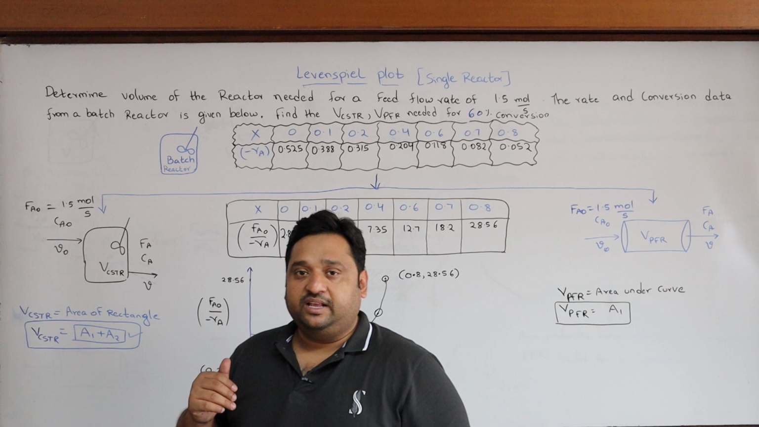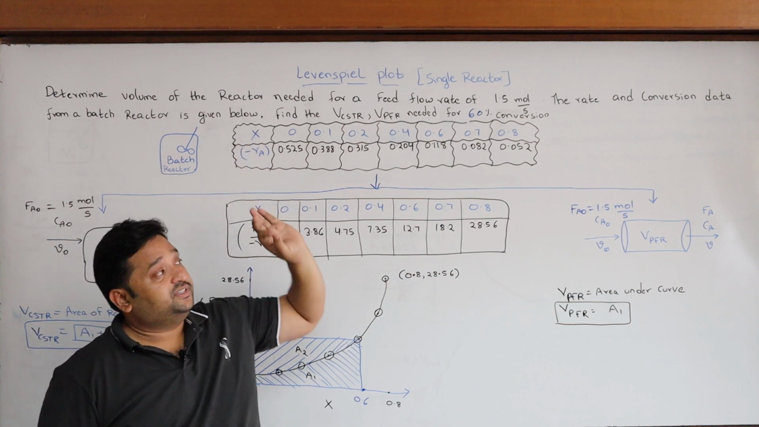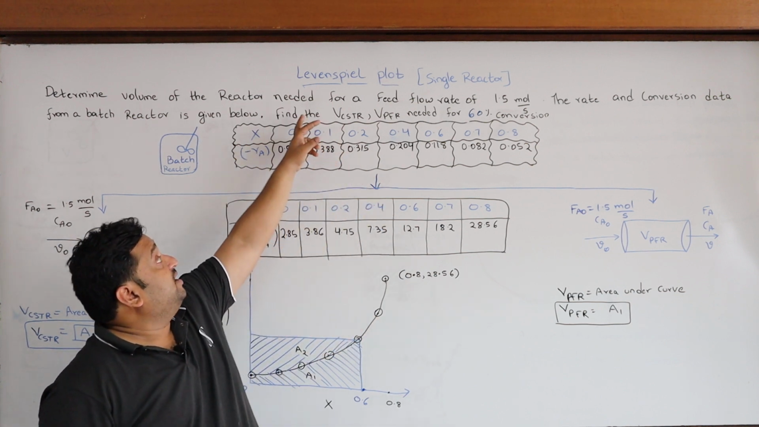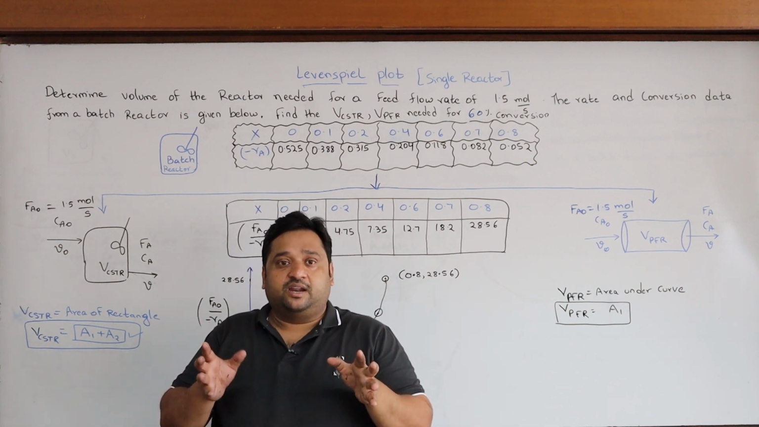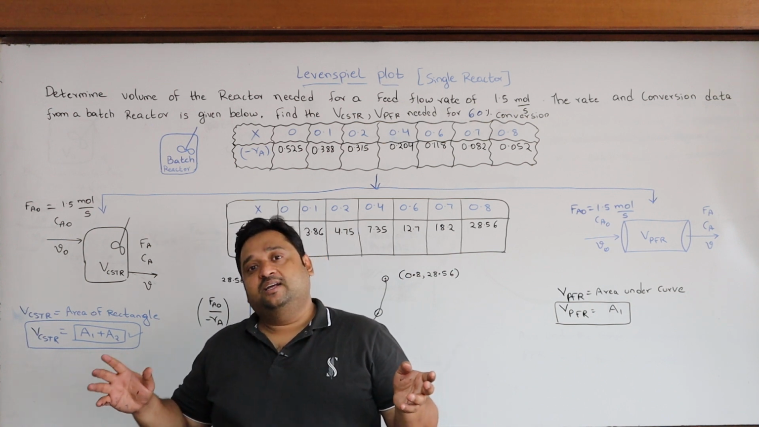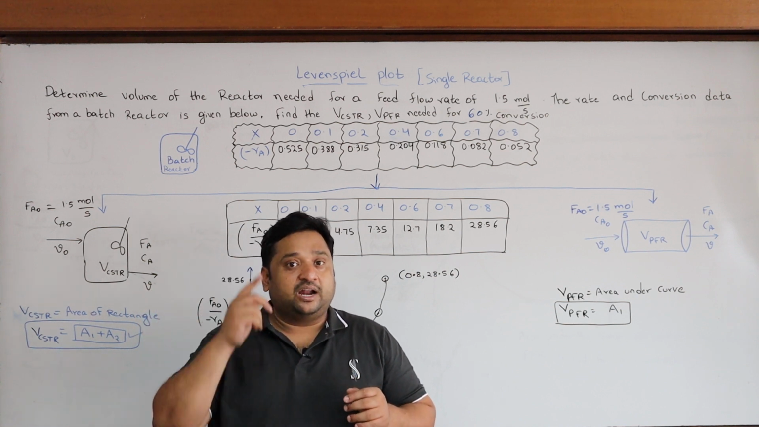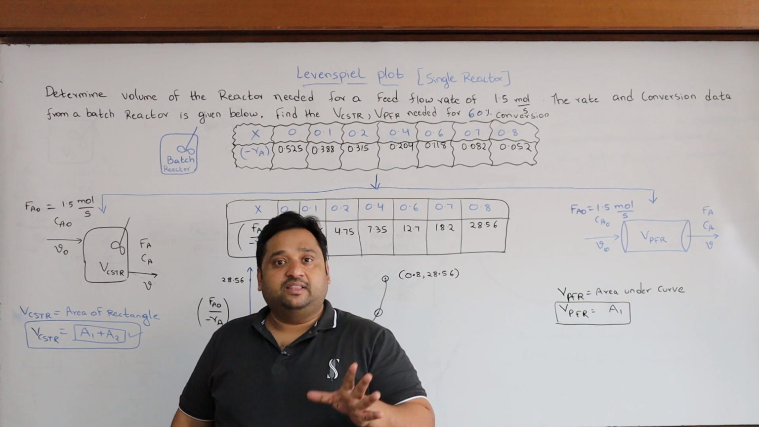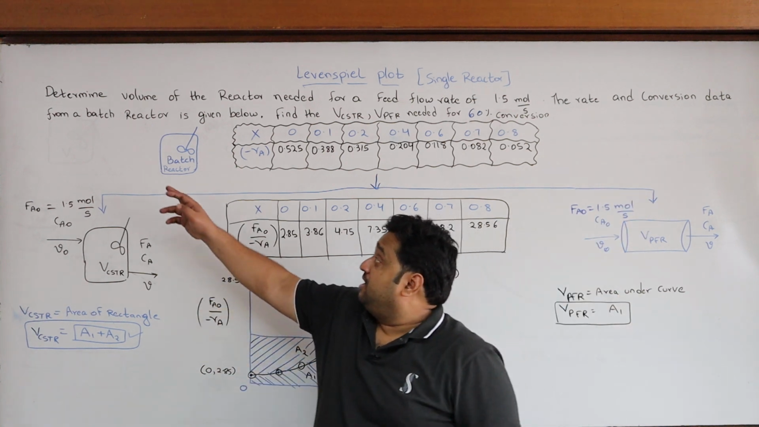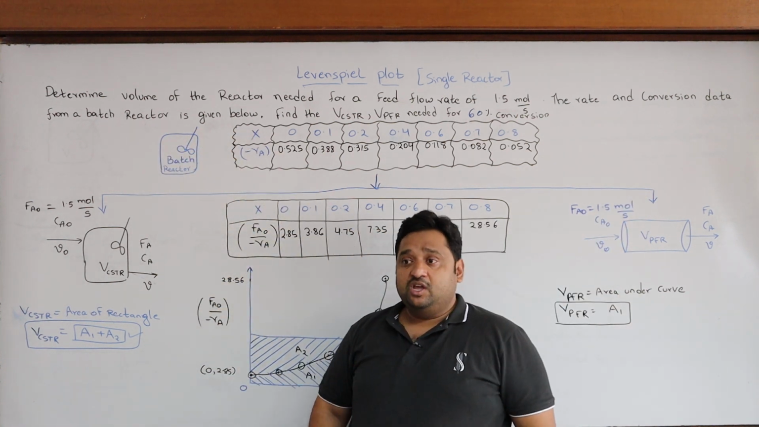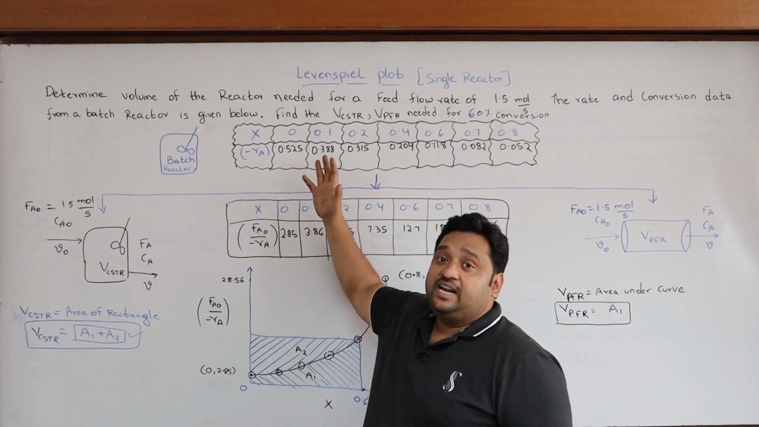The given example is: determine the volume of the reactor, which is a CSTR and a PFR, needed for a certain flow rate of 1.5 mole per second. That means a reactor is there, it is a PFR, and another one is a CSTR. The flow rate of reactant A into the reactor is 1.5 mole per second. Given these conditions, the rate and conversion data from a batch reactor is given below. That means the necessary data for the plot is provided.